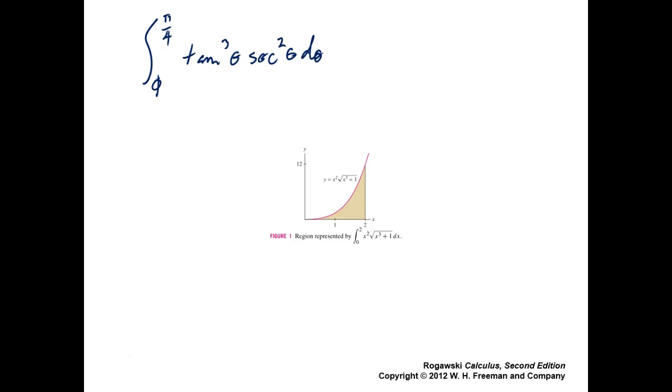Does anyone remember the derivative of either one of those? What's the derivative of tangent? You got it. The derivative of tangent is secant squared. So therefore, I think I'm going to want to say let u equal what?